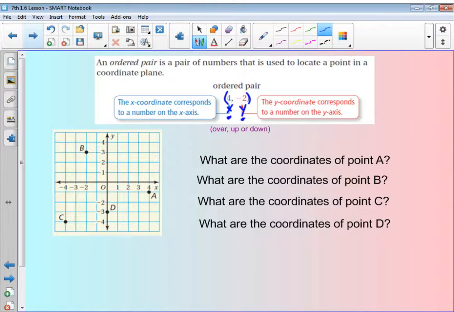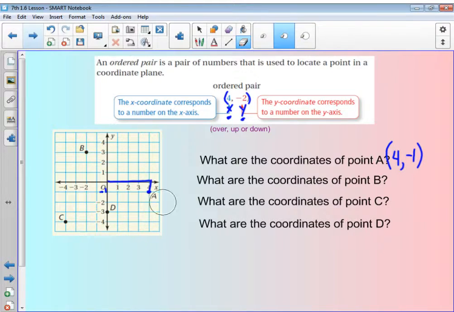So when I'm trying to identify point A, you're always going to start at your origin. You have to go over to 4, so that's our first number, and that's a +4. And then we're going to go down. I know it's not labeled here, but this is our -1 line. We're going to go down to -1, so that would be -1. So our coordinates for A are 4, -1. Remember, it's always over, then up or down. And if you go down, it's a negative in front of it.